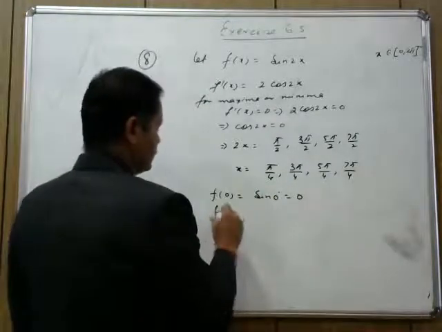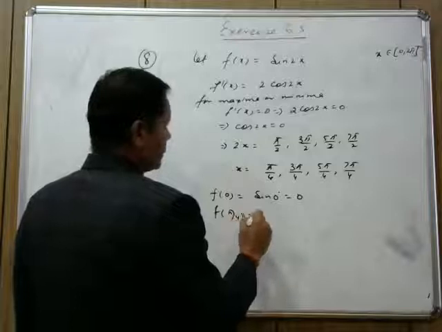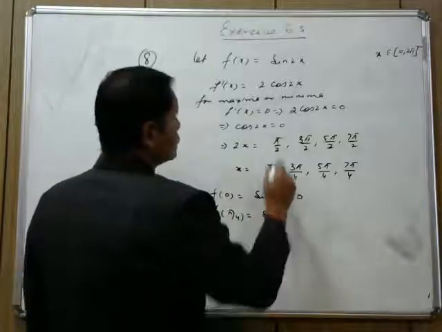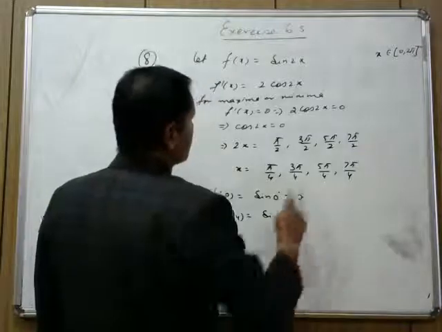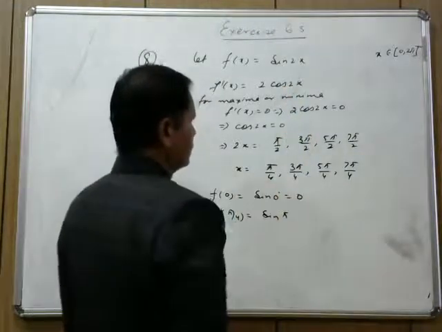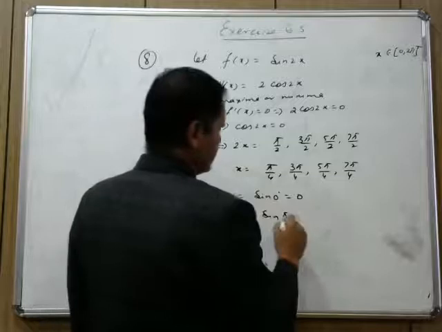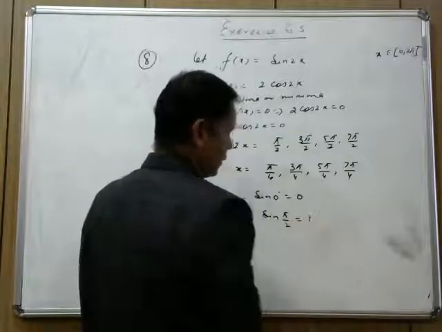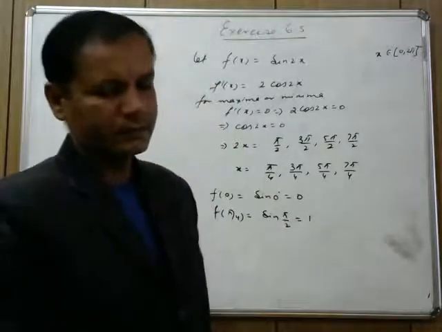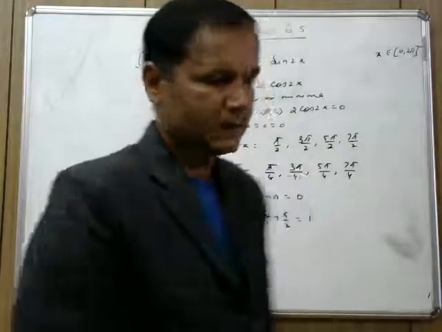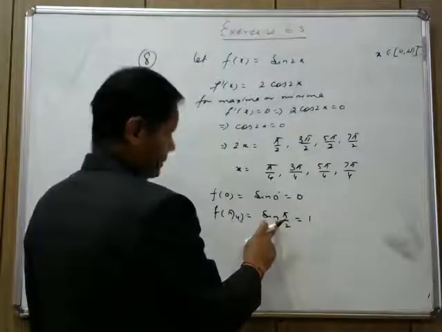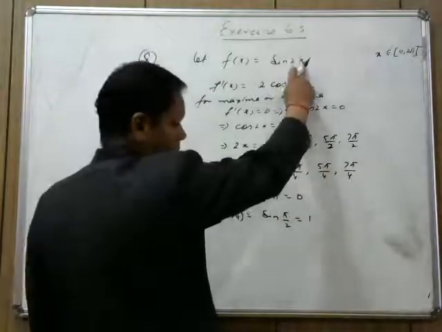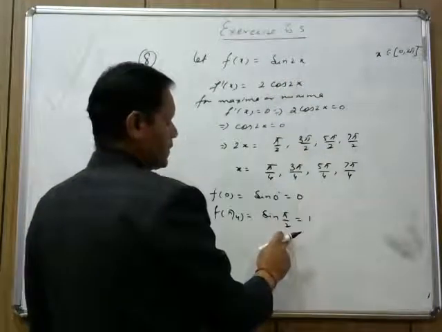f of pi by 4 is equal to sine of 2 into pi by 4. Here 2x is 2 into pi by 4, which is sine pi by 2, sine 90, how much? 1.